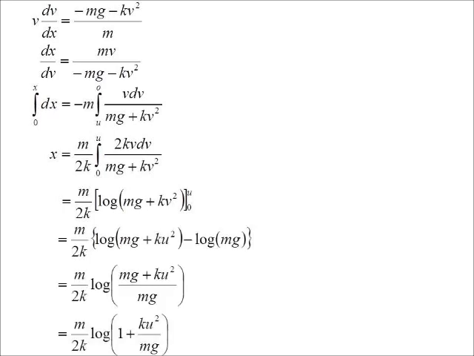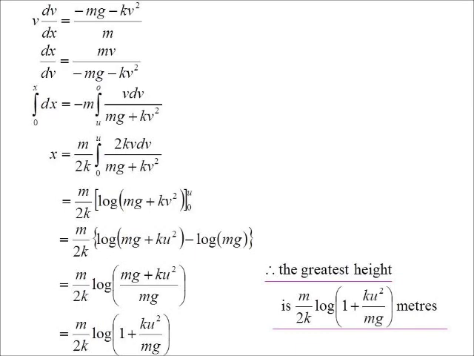Substituting u, substituting 0. This step here with the minus, you don't really need it. You could just jump straight to there. Because again, we're talking about logs. So if we know we're going to end up with a minus. So substituting top, substituting bottom. And then I don't know why I turned it into a mixed numeral, but I did. So it became 1 plus ku squared on mg. So there's our greatest height.